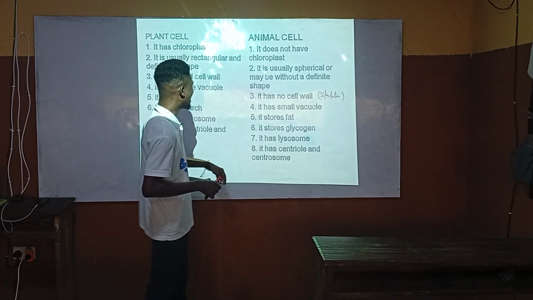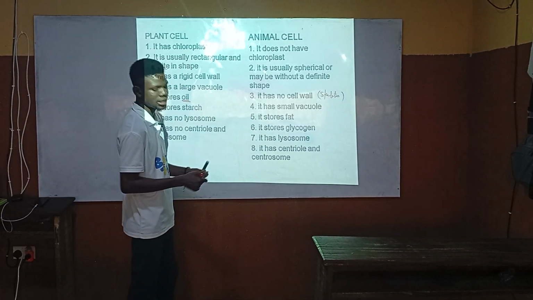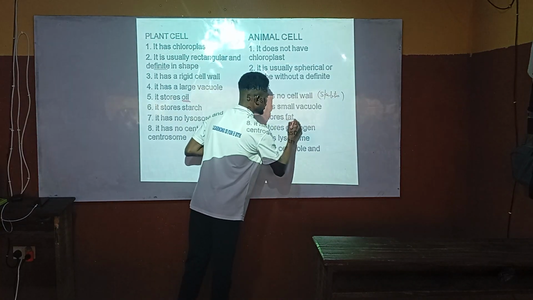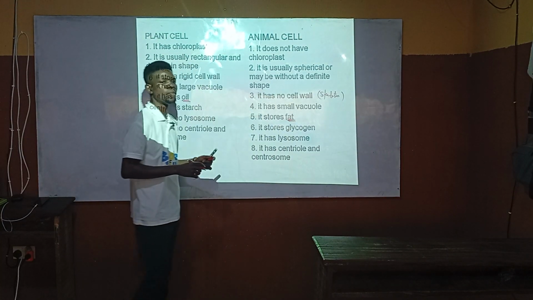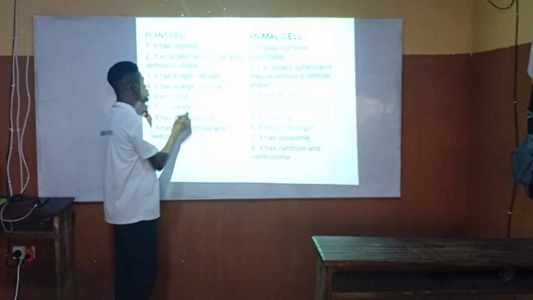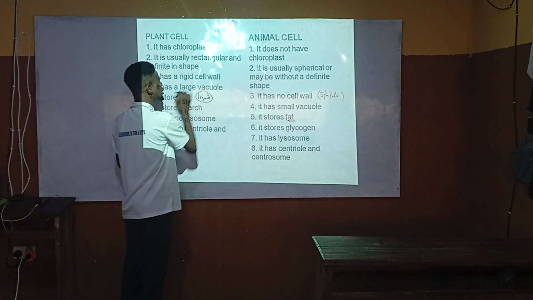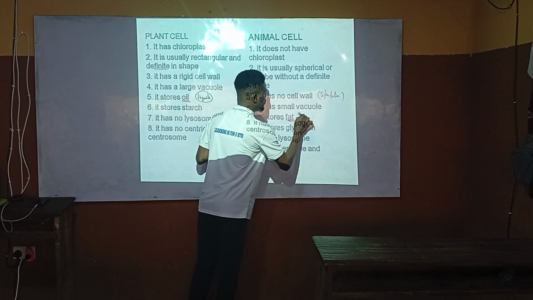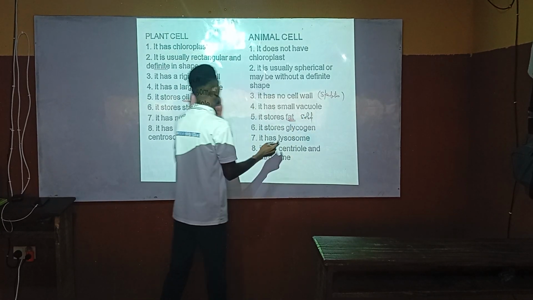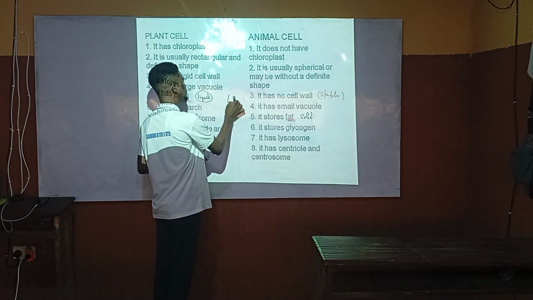Alright, so number 5 here, animal stores fat. So fatty substances are found in animal, while oily substances are found in plant. Take note, oil at room temperature is liquid. Fat at room temperature is solid. Collectively, we can call fat and oil lipids.